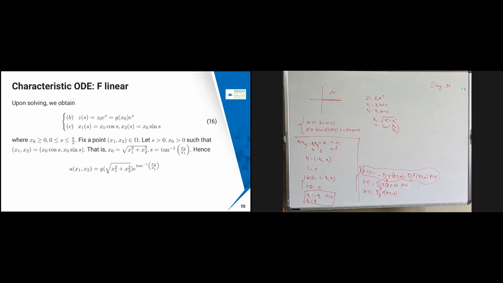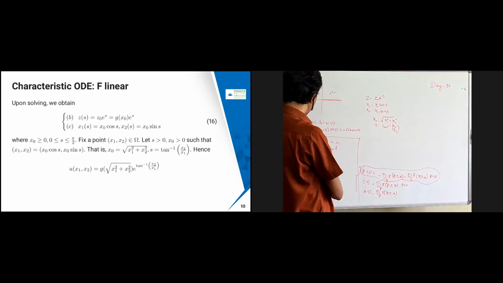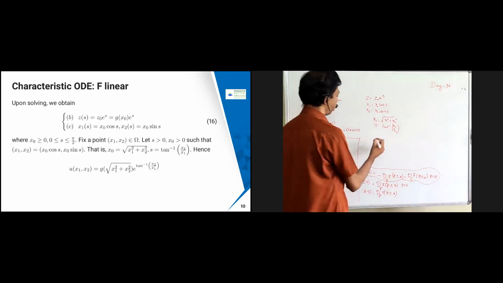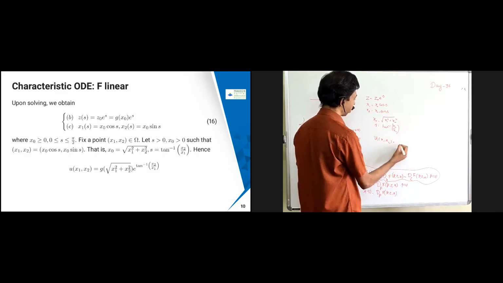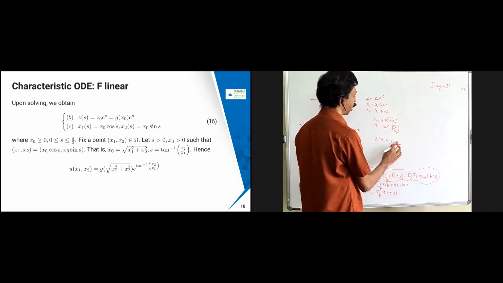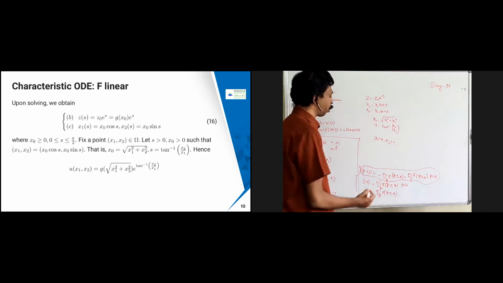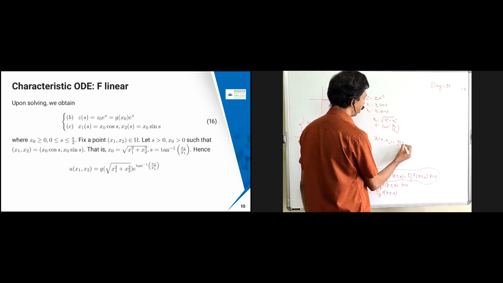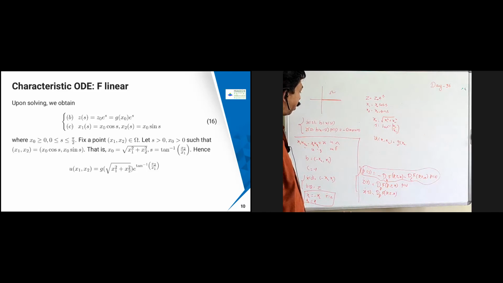So in that case, what is u going to become? u is nothing but this one. So z dot is nothing but g. Therefore u of (x1, x2) is nothing but z, which is z naught into e power s. What is z naught? It is coming from the initial curve, therefore it is g. So I am going to get g of x naught.